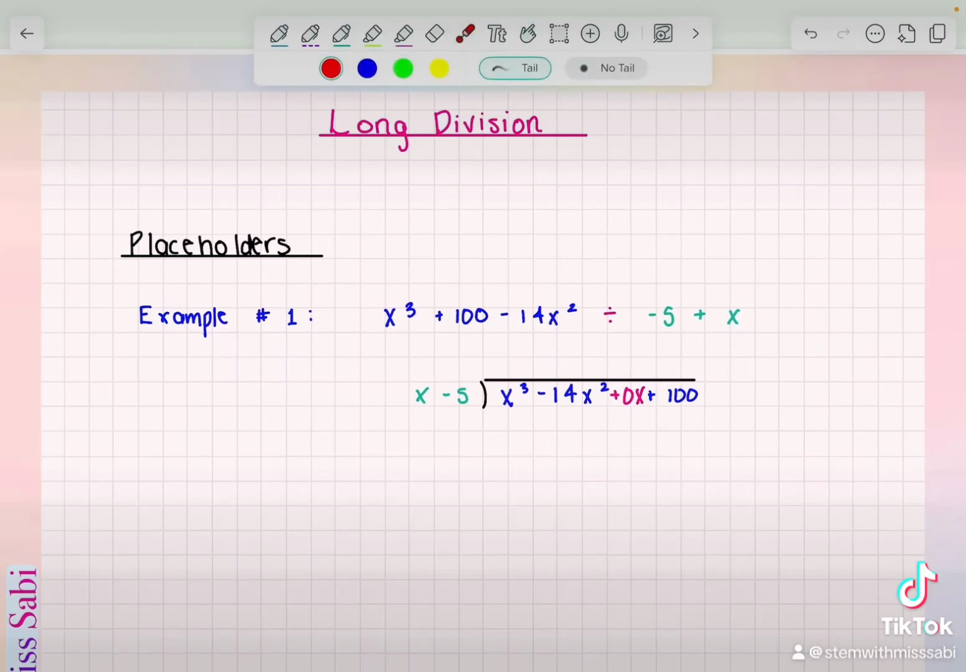We ask ourselves, how many times does x go into x cubed? All right, so that is what? X squared. Right, so then we do x squared times x, and then we're going to do again the x squared times the negative 5. So x squared times x is x cubed. X squared times negative 5 is negative 5x squared.